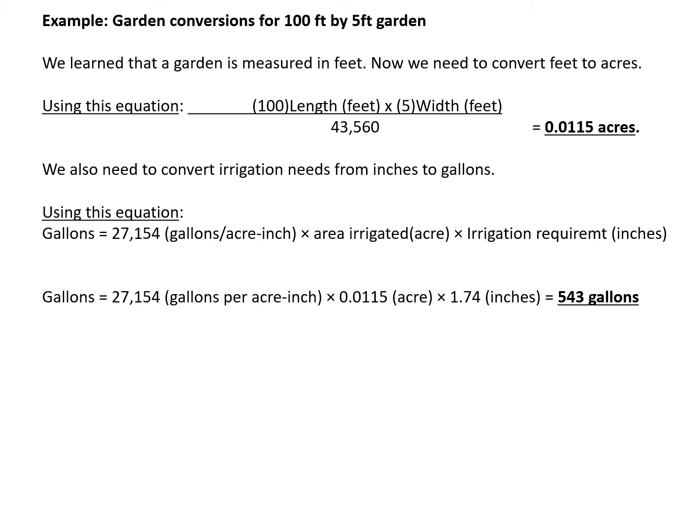So let's say we have a 100-foot by 5-foot garden. Using the equation, we would multiply 100 times 5, which is 500, divided by 43,560. That's 500 square feet, divided by 43,560 square feet in an acre, and that would equal 0.0115 acres.